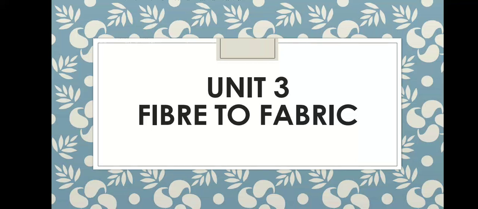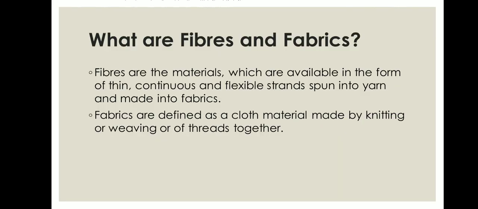Students, today we are going to learn chapter number 3, fiber to fabric. In this chapter we learn about how we obtain natural fibers like wool and silk. Okay, now let's try to understand about the fibers. There are two different types of fibers, natural and synthetic fibers. If we talk about natural fibers, there are two types of natural fibers. First, plant fibers and animal fibers.